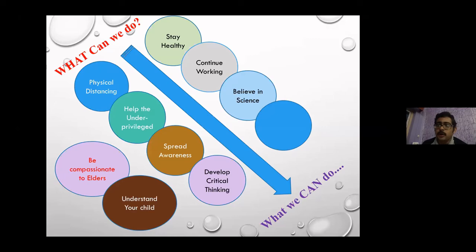And the last circle I have kept empty because that is where you have to put a question mark. You have to ask yourself what you can do so that you can prevent COVID-19. And the last message would be: be compassionate to elders. They are at risk. They require every help from us.